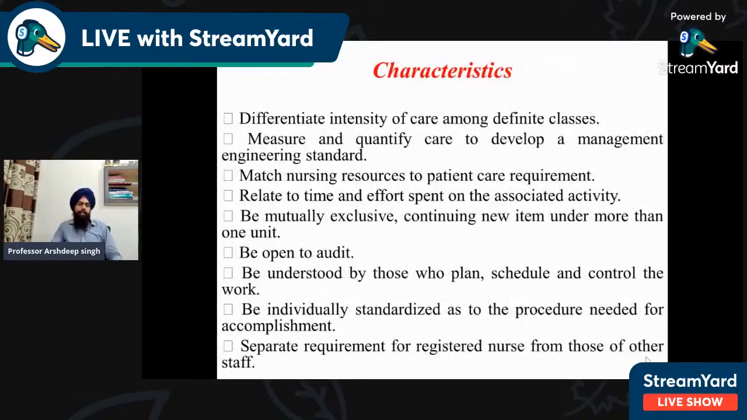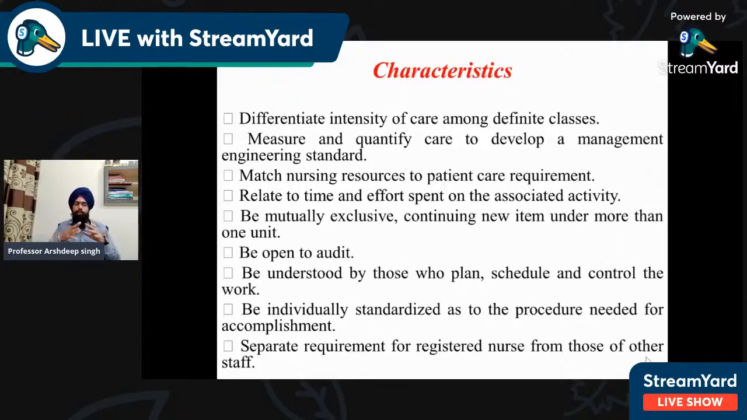So next is about the characteristics of the PCS. There are different characteristics in this. Firstly, differentiate the intensity of care among definite classes. Okay, so what type of care is needed in different categories of patients? This is the first characteristic, to know about the level of care that is to be provided to the patients. Okay. Next, second is measure and quantify care. Develop a management engineering standard. Okay. So the second characteristic is that we have to measure.